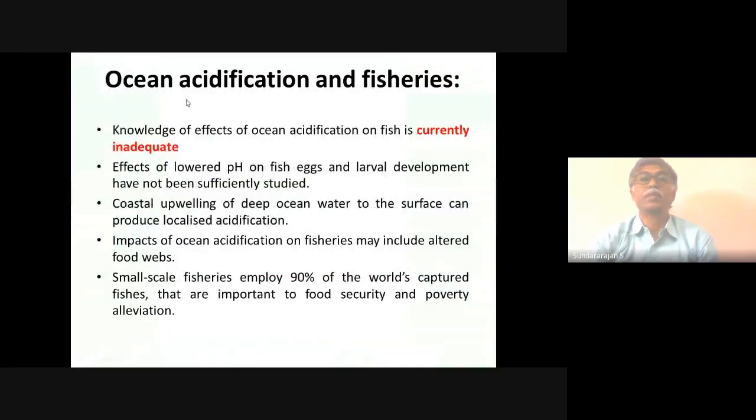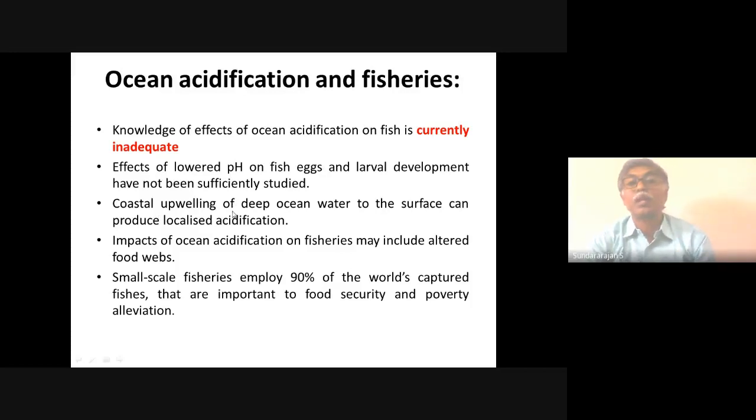On ocean acidification and fisheries, the knowledge of the effect of ocean acidification is currently inadequate. Only limited studies have been carried out on the effect of acidification on fish and their eggs. The effect of lower pH on fish egg and larval development has not been sufficiently studied. The few studies, such as in California, were conducted in developed countries. What is needed is site-specific work on the local fish diversity and their egg formation, and how it relates to climate change and seasonal patterns.